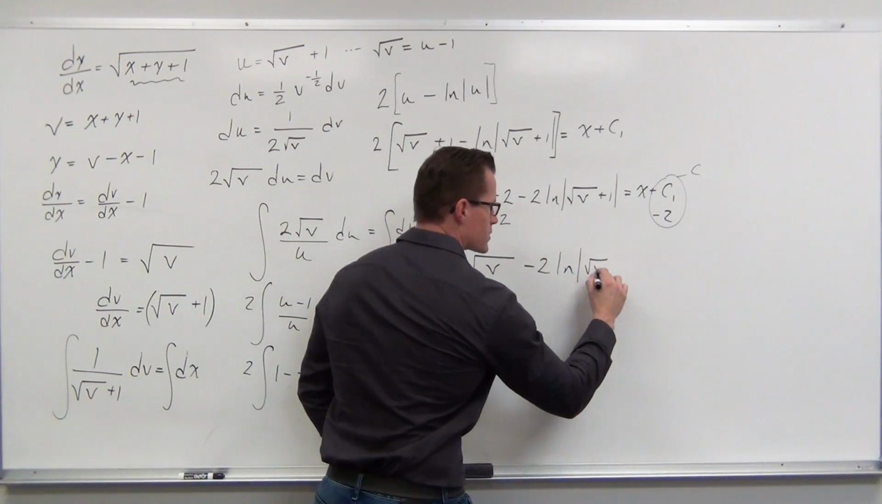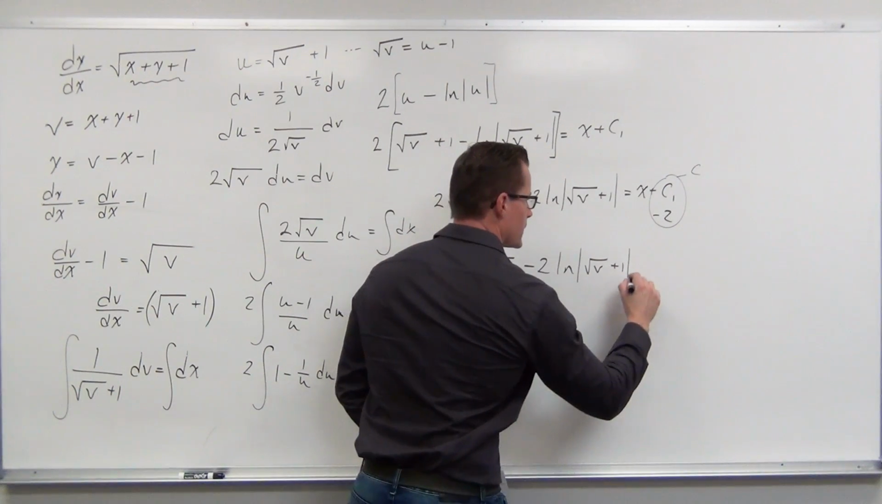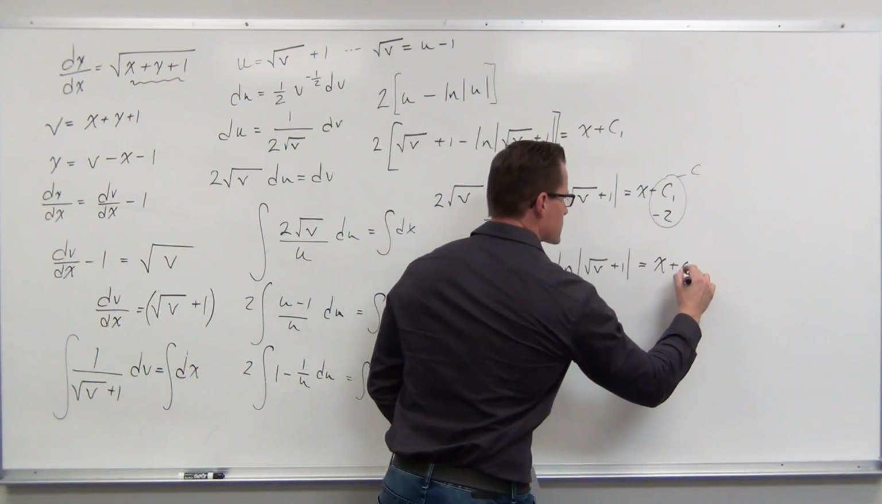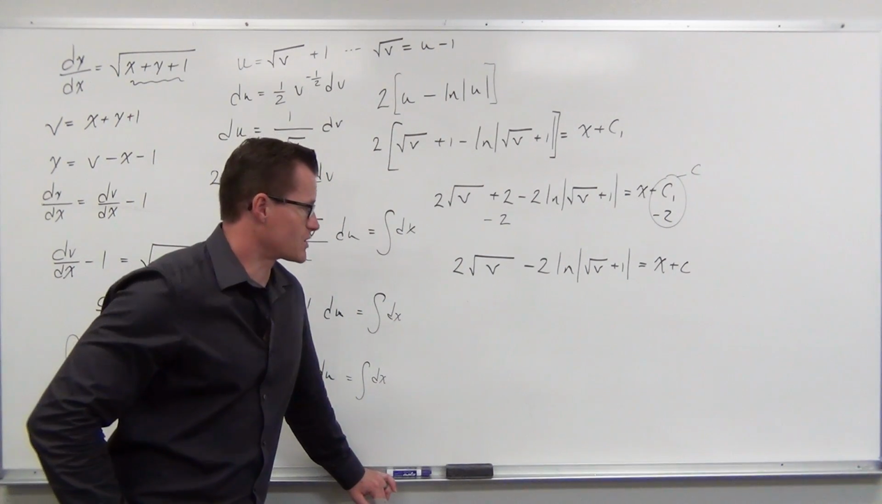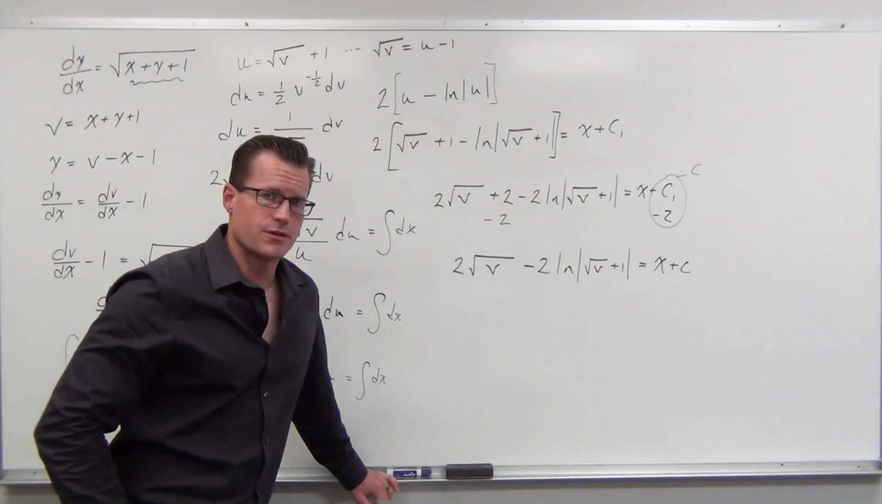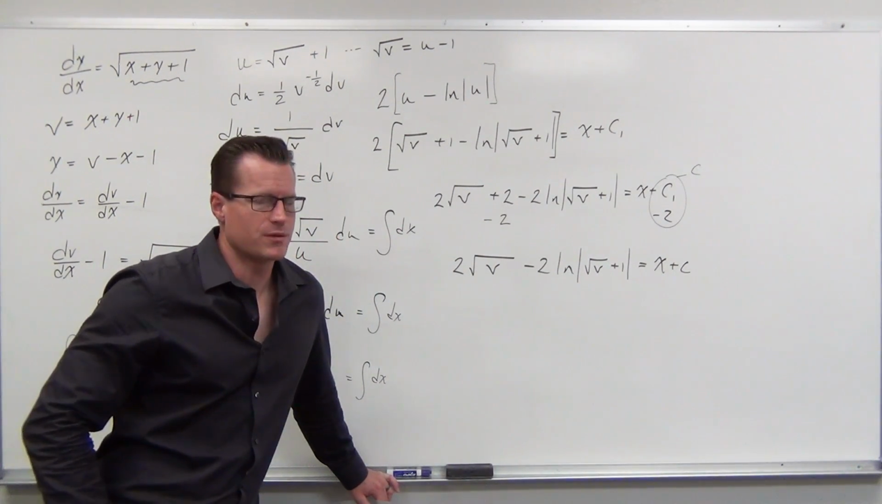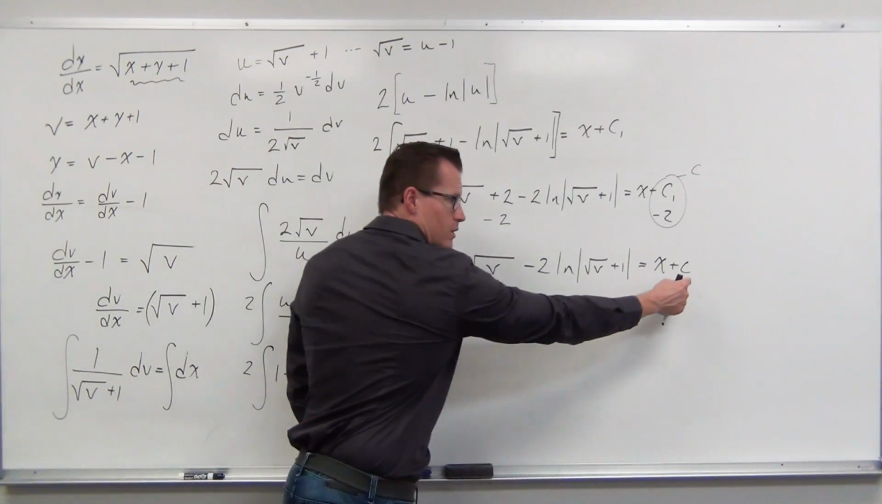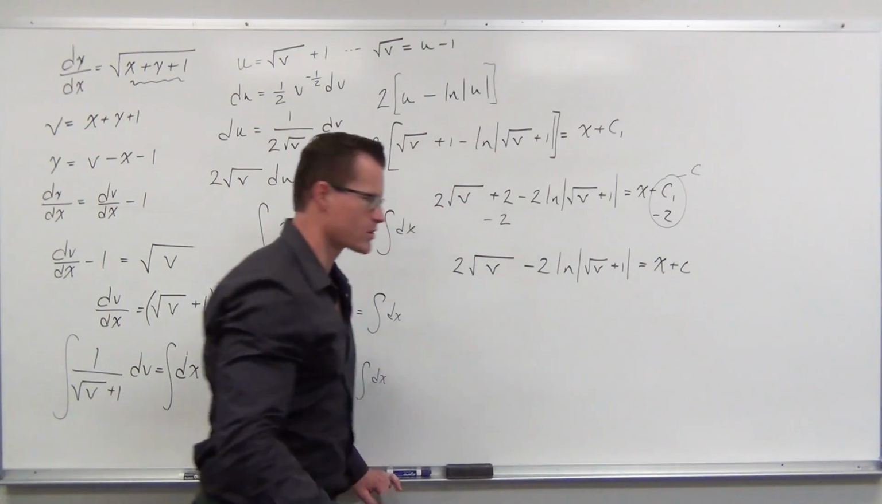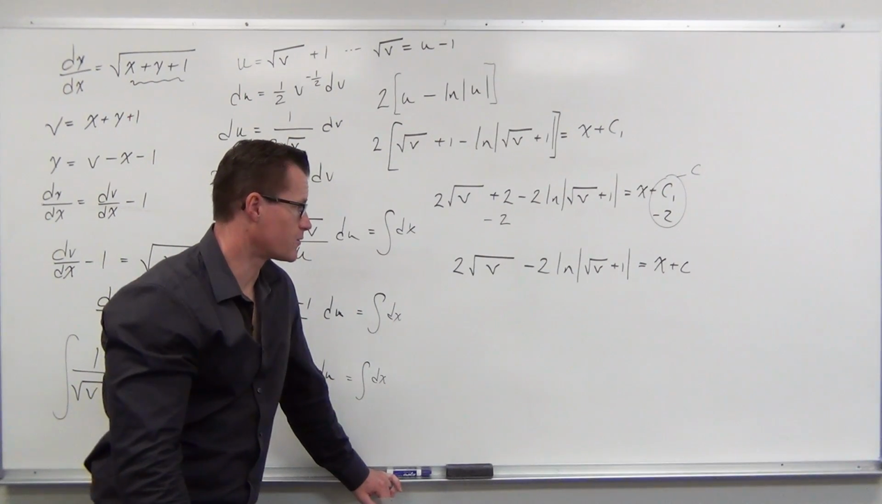So we'd have our 2, we'd have our square root of v minus 2 ln absolute value square root of v plus 1 equals x plus c. That is just nasty to solve for v. If it's even possible, it would be very difficult to do. I don't want to start dividing by 2's. That would still be a constant, but that'd get 1/2, so I'm not going to do that. I can't really solve for v here.